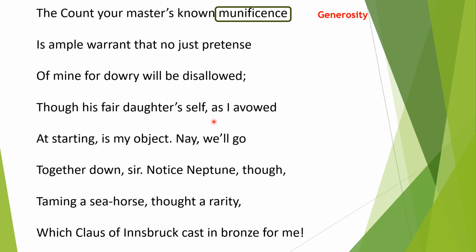Though his fair daughter's self, as I avowed at starting. So his daughter's self means that girl, as I avowed means declared openly. I told very clearly in the beginning, is my object. Did you see this word, students? Object means she's not a human being. It is going to be his possession. As if some jewelry or some kind of artwork, that girl is going to be his possession. So at starting, I made it very clear, once she gets married to me, she will be my object. You will now not have any kind of authority on her.